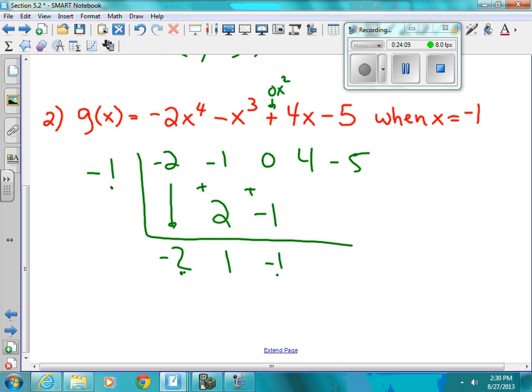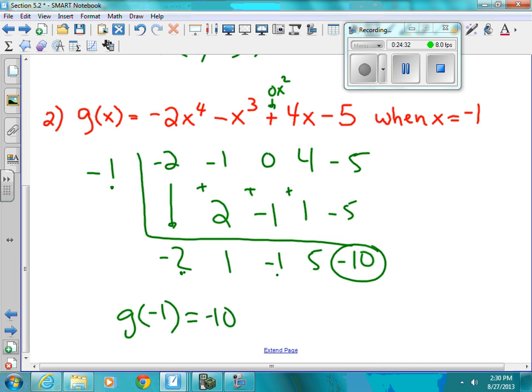Negative 1 times negative 1 is positive 1. 4 plus 1 is 5. 5 times negative 1 is a negative 5. Negative 5 minus 5 is negative 10. Whatever this last number is, that's our answer. So G of negative 1 is negative 10.